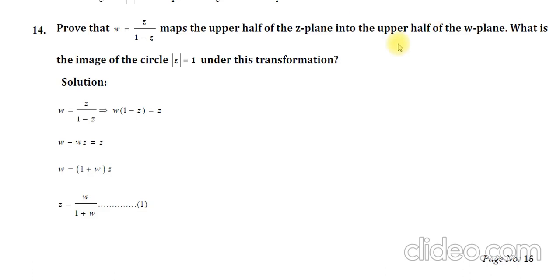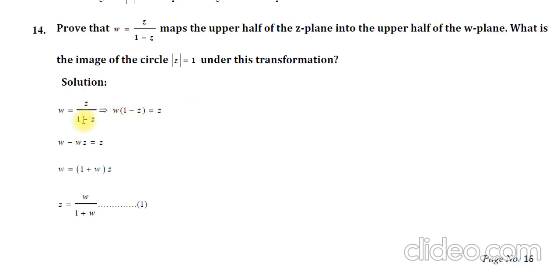In the previous problems, you have found out what the output is. Here they are telling you to prove this is the output. That is the difference, right? Now, one more question here. They are asking what is the image of the circle mod Z equal to 1 under this transformation. So they have given you one transformation, two inputs. You have to find out two outputs. Therefore, two problems we are going to see here.